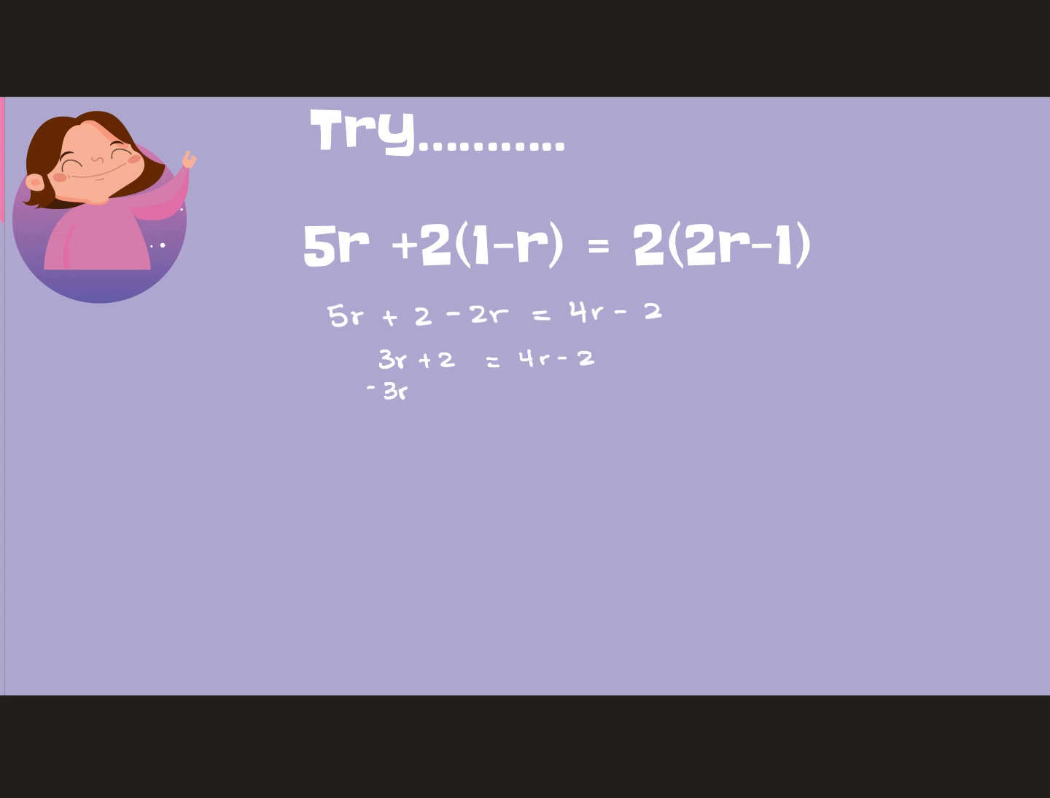I'm going to subtract 3r from both sides. Again, it doesn't matter which side you move the variable to. You're still going to get the same answer. So I get 2 is equal to r minus 2. I'm going to add 2 to both sides. And I get that r is equal to 4. So I can write that as 4 is equal to r, or r is equal to 4. That is exactly the same. All right, now it's time for you to summarize what you've learned from this lesson.